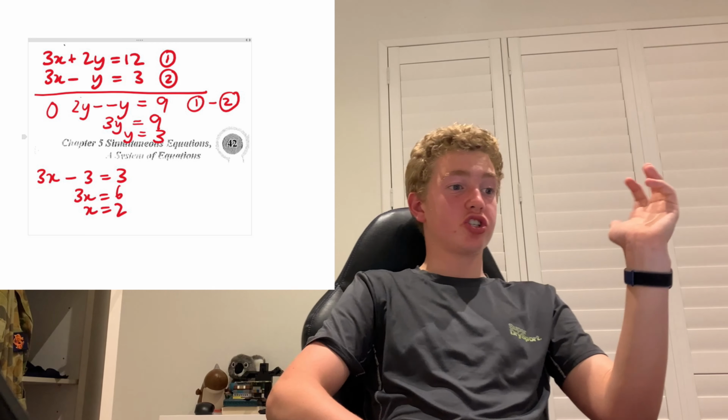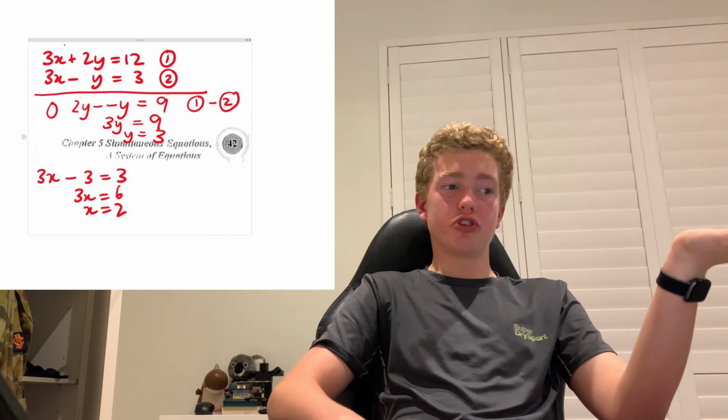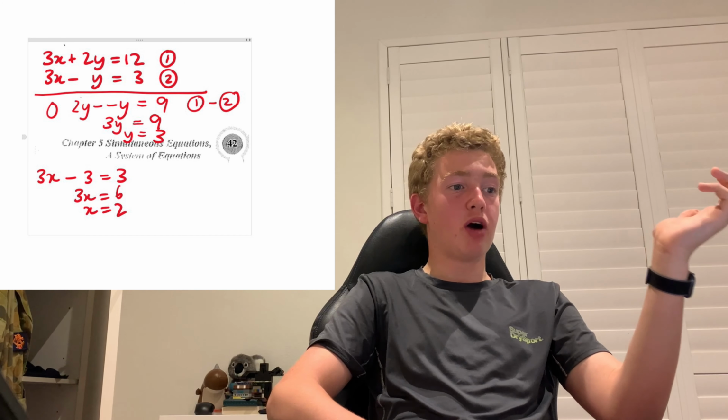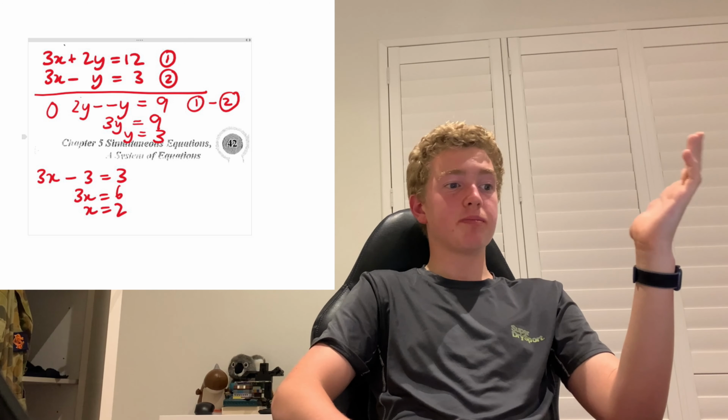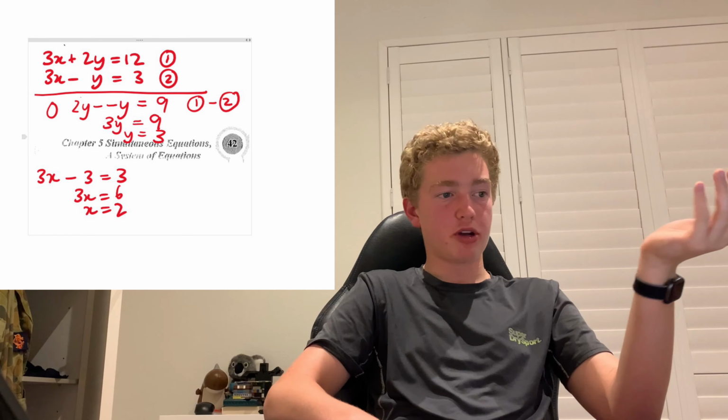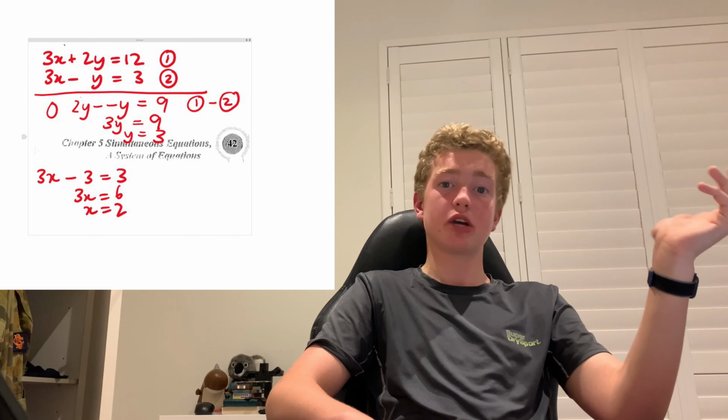Then once again, you can just sub it in wherever you want. We will use this bottom line, 3x minus y equals 3. Because we know that y equals 3, we can say 3x minus 3 equals 3, plus 3 to both sides, 3x equals 6, x equals 2. Boom. That is how you do simultaneous equations.